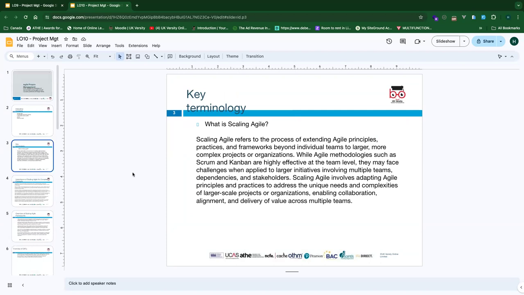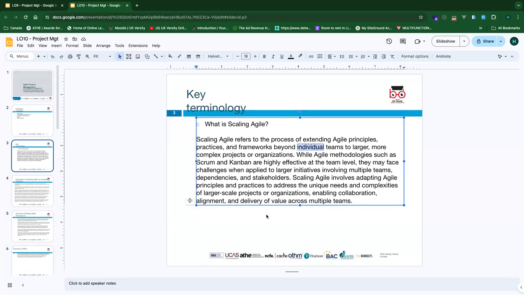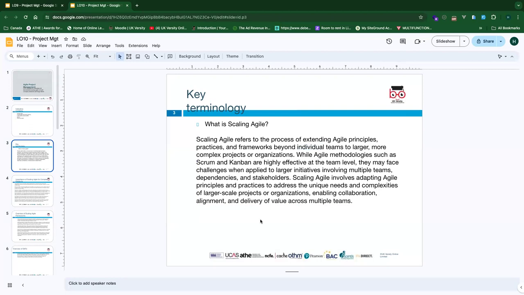So what is scaling agile? Scaling agile refers to the process of extending agile principles, practices, and frameworks beyond individual teams to larger, more complex projects or organizations. So that is usually what it means. So you scale it, that means that you expand it. So more complex projects or organizations.